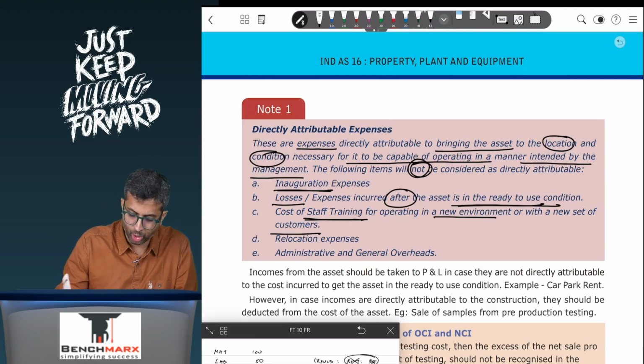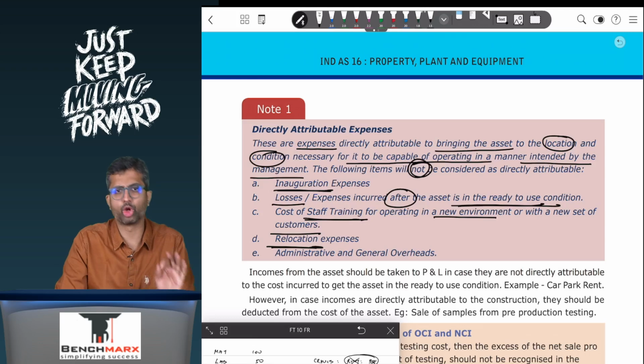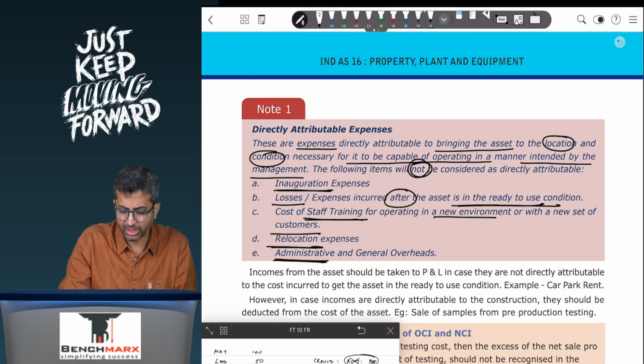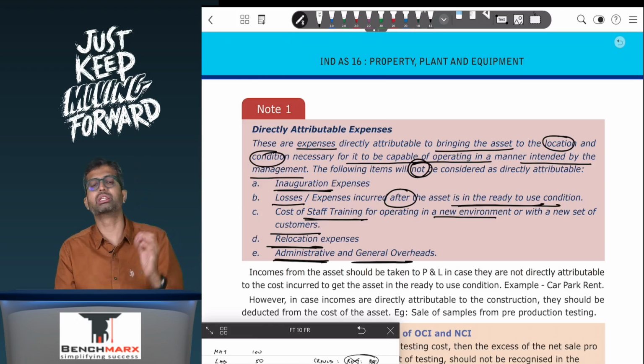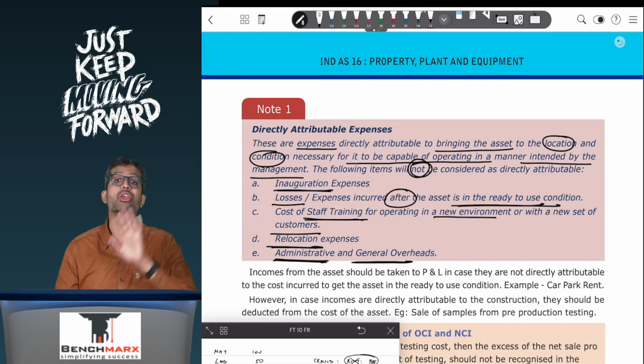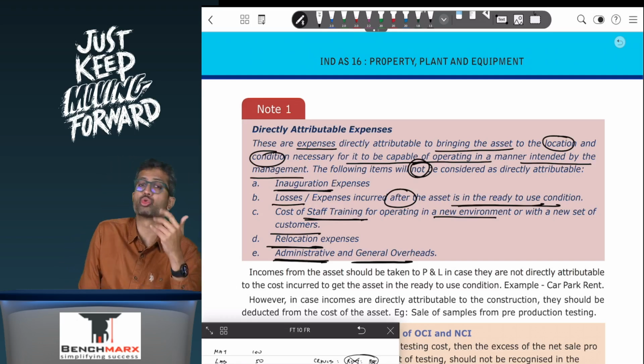So over here, relocation or retraining expenses cannot be added to the cost. And last, admin and general overheads or selling and distribution overheads will not be added. So these are the items which the standard says are not treated as directly attributable. So here there is no ambiguity.